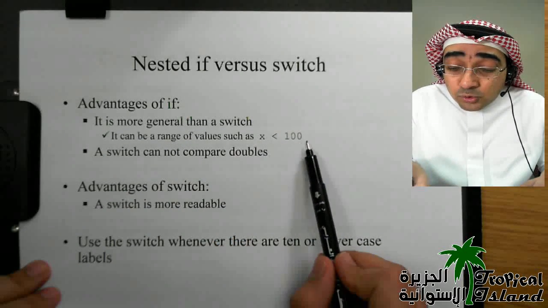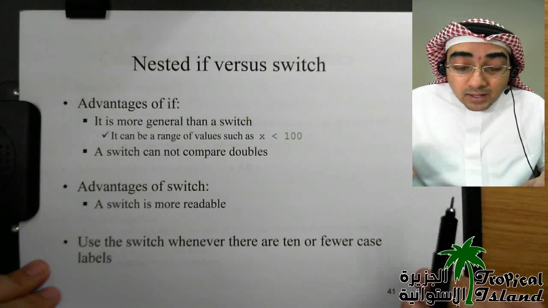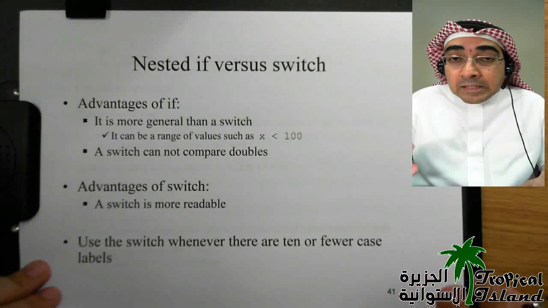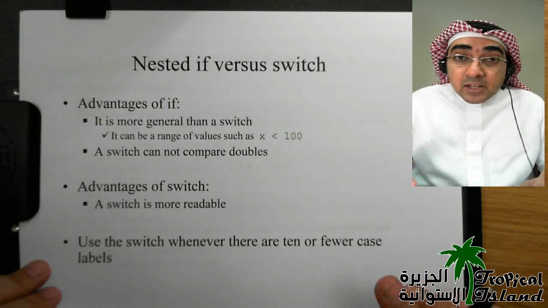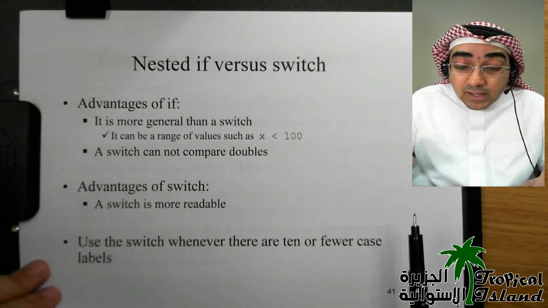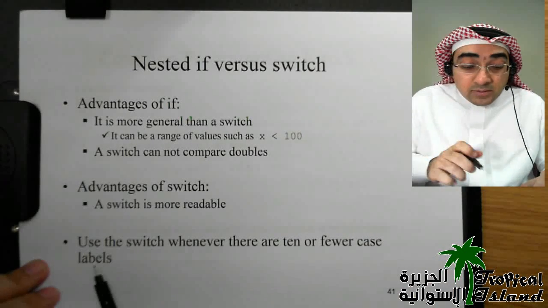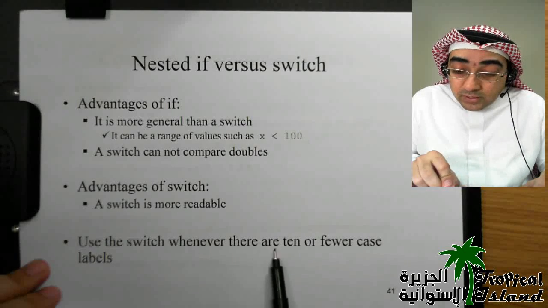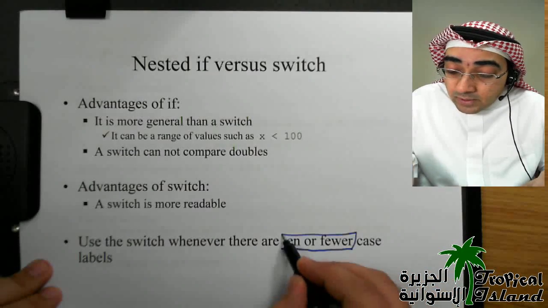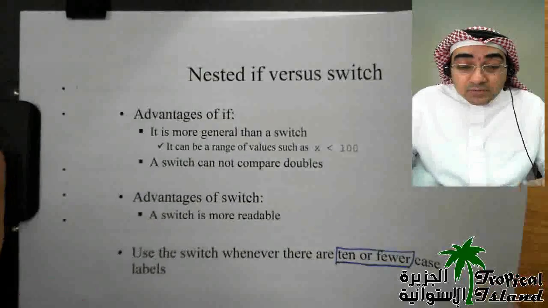Usually if you have too many enumerations in your program, you don't use a switch. A rule of thumb is, if you have more than 10, go to an if statement. If it's less than 10, use a switch statement. Okay. An advantage of the switch is that it is more readable, so you can read it very easily. You can actually see that if the case is this, I'm doing this. Use the switch whenever there are 10 or fewer cases. If you have more than 10, then you are probably better off using an if statement. Okay.